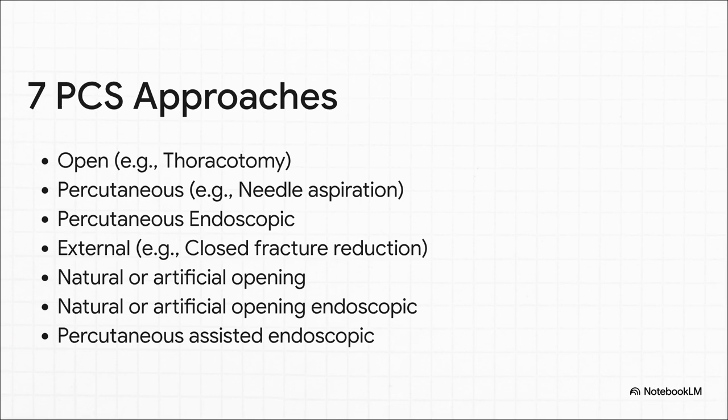the exact approach. There are exactly 7 approaches to memorize: open, like a thoracotomy; percutaneous; percutaneous endoscopic; external; natural or artificial opening; natural or artificial opening endoscopic; and finally, percutaneous assisted natural or artificial endoscopic. Your coding has to reflect exactly how the surgeon physically reached the procedure site.